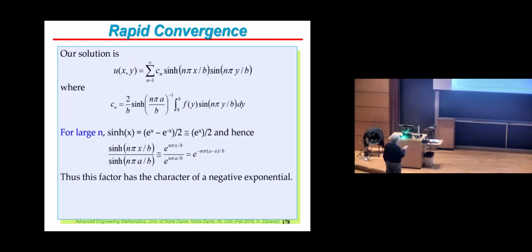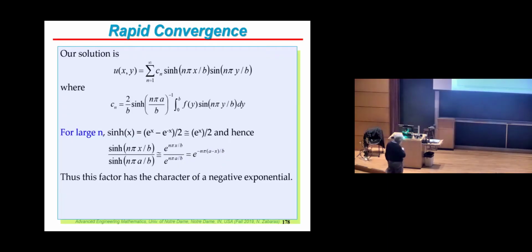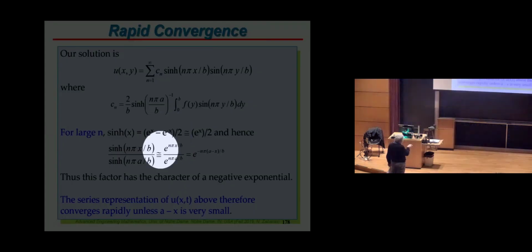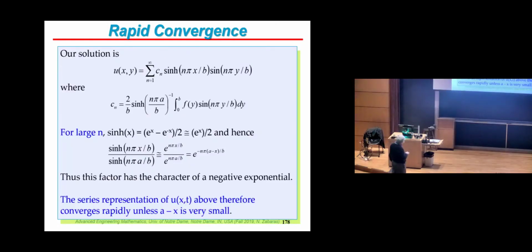So for large n, there is the hope that this will decay exponentially fast, all of this assuming that a minus x is not very small. The larger a minus x is, the faster this will converge to 0. So that's basically the reason why the series converges.